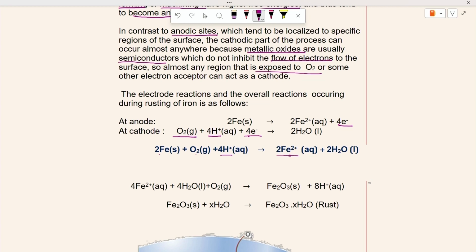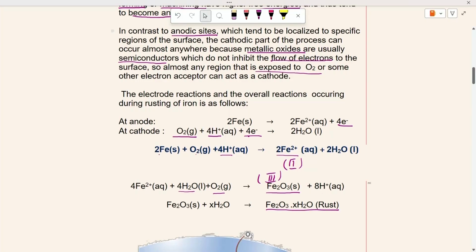The reaction does not stop there. This Fe2+ further reacts with water and oxygen to form ferric oxide, that is, iron in the +3 state. This is the +2 state, and from there it oxidizes to the +3 state, releasing H+ ions, and this ferric oxide then combines with water molecules to form a precipitate, a brown colored residue known as rust.